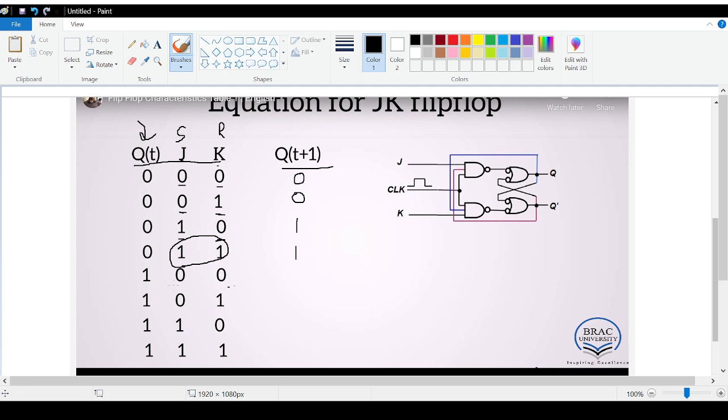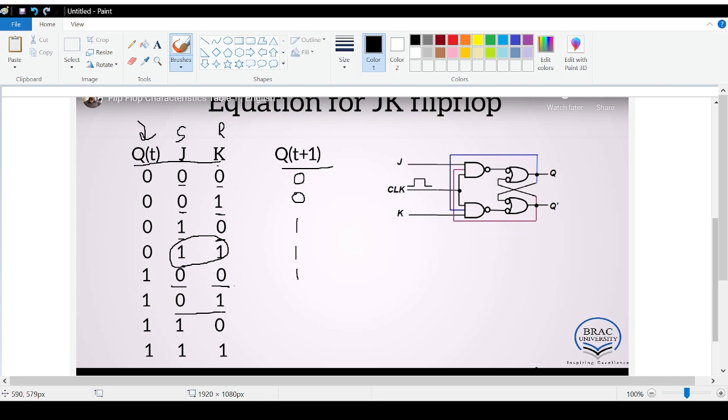Okay, now guys, can you tell me what will be the output, what will be my next state for this combination? 1. Okay, why is it 1? Because previously it was 1 in the memory. Right. And I'm giving 0 0, it means no change. No change means it will remain as 1.